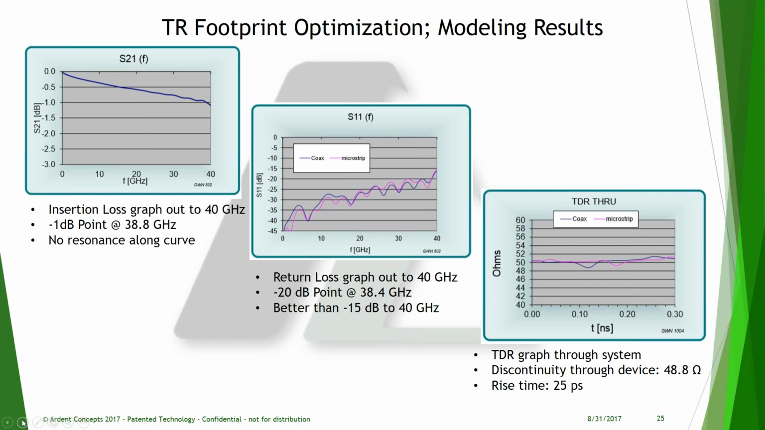Above is the result of a final simulation in which we were able to obtain the best performance. We see that insertion loss is very linear to the 40 gigahertz. Return loss is very stable and well controlled to 40 gigahertz. The TDR is showing that the system has well controlled impedance to the 50 ohm characteristic impedance of the transmission line.